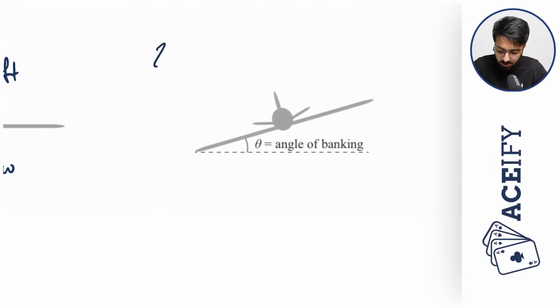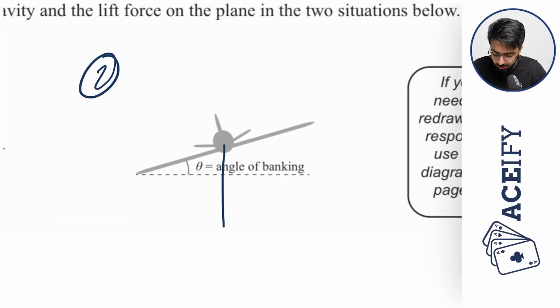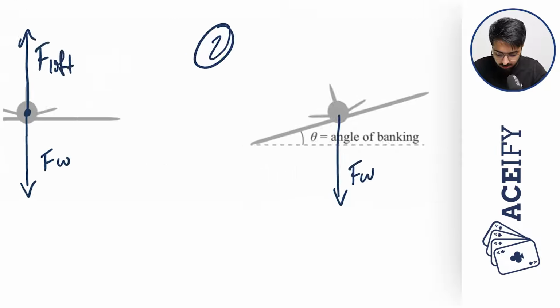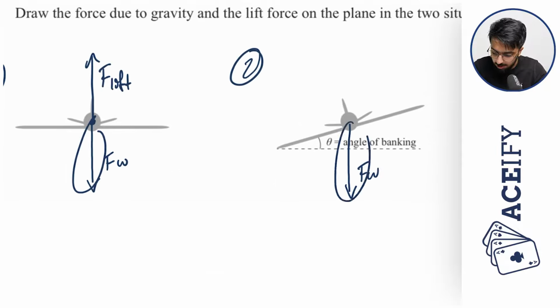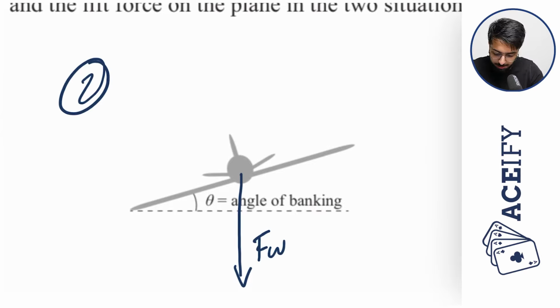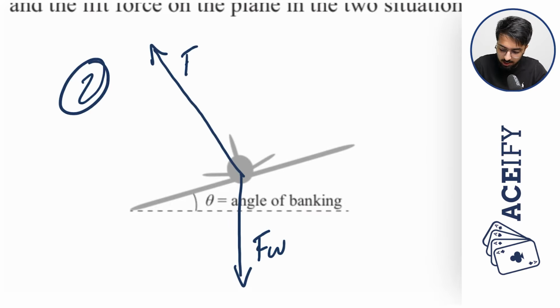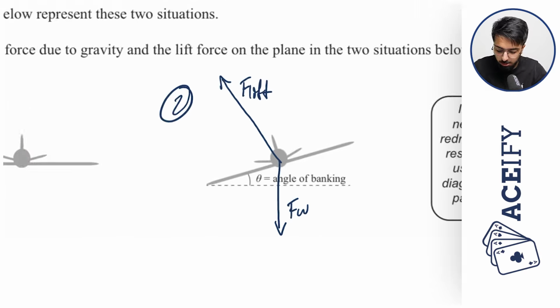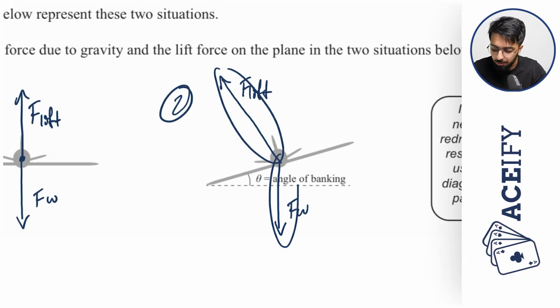In our second scenario, we would again have the exact same weight force, so try to make these vectors the exact same size, and our lift force is going to come up like this. That should be F lift, like that, okay? And in this case, our lift force should be much greater than our weight force.